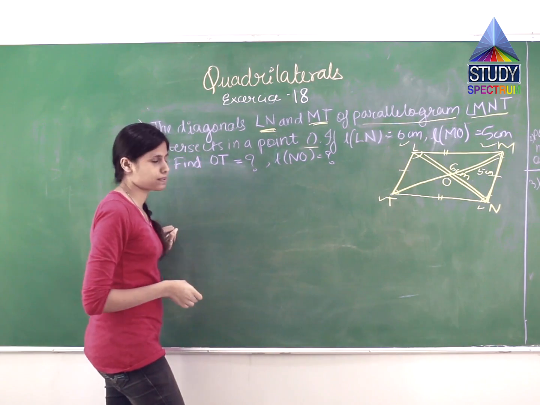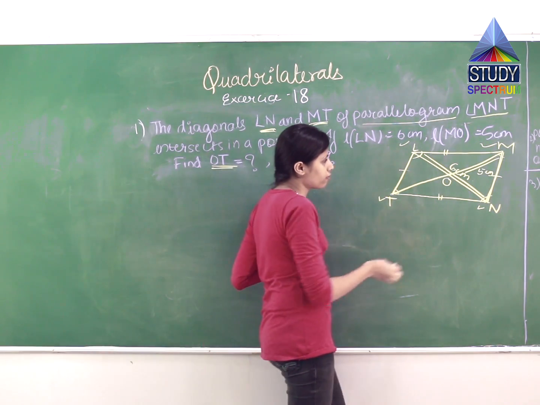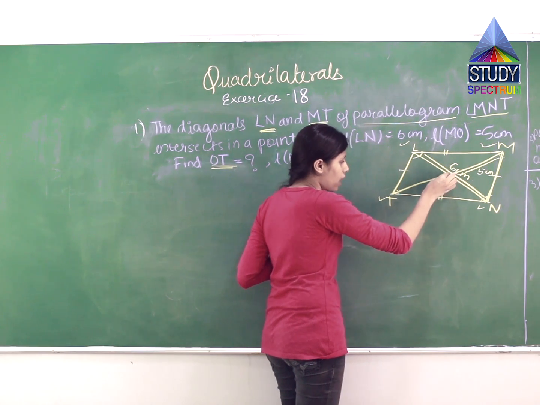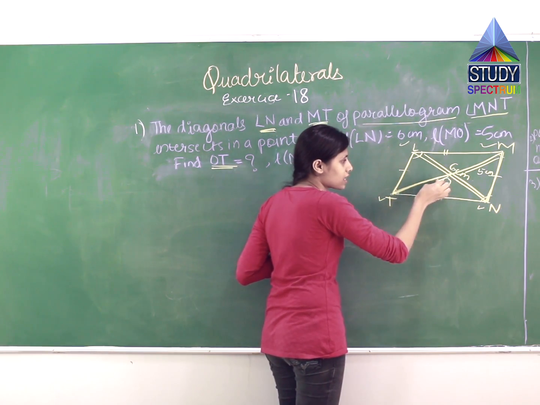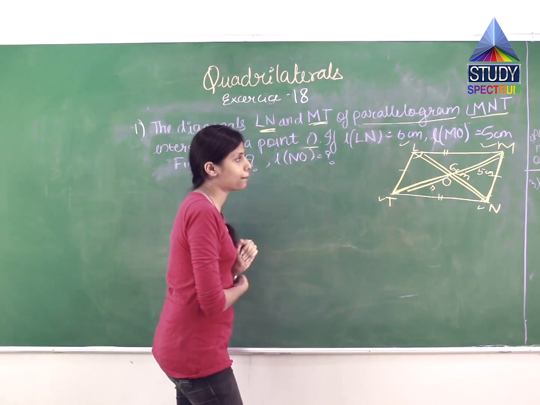Let us see what they are expecting us to find. They want us to find OT. Now let us see in the diagram where is OT. This is O and this is T. So they are asking us to find this. They have already given us the measure of MO.